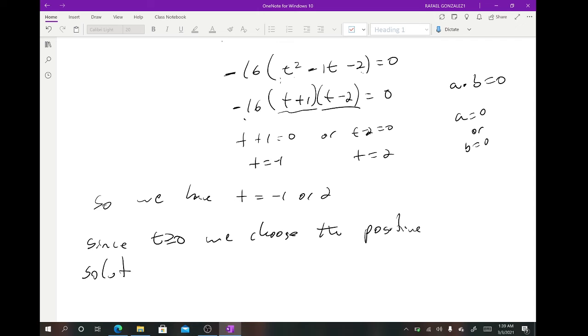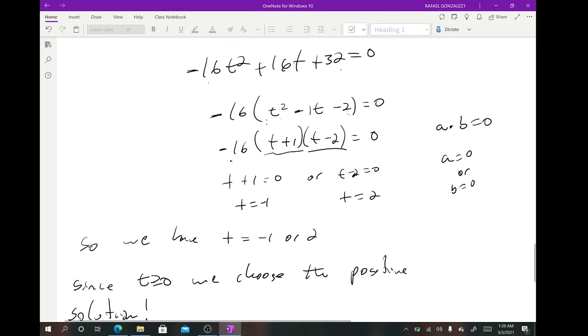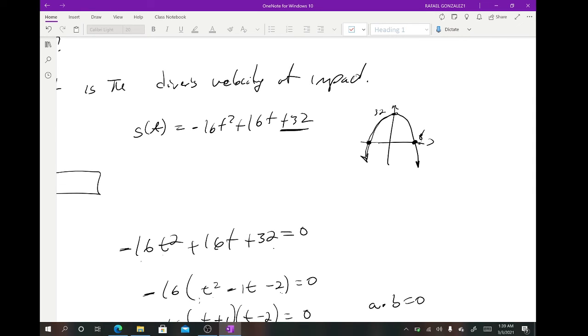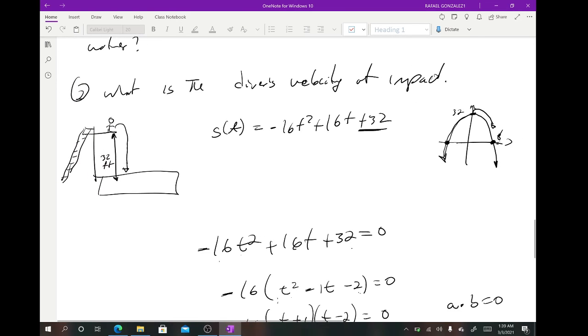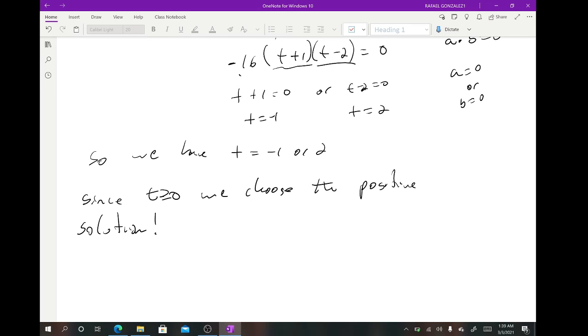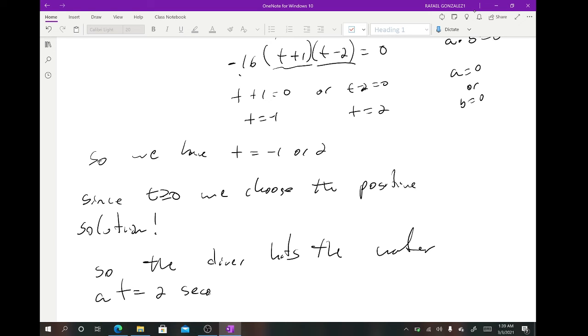This is always going to be the case. And you could see that from the graph above. When I drew this, I said that the diver is jumping in this direction, not backwards. So we choose the positive direction, which means that the diver hits the water at 2 seconds, at t equals 2 seconds.